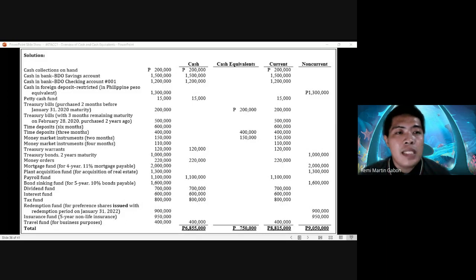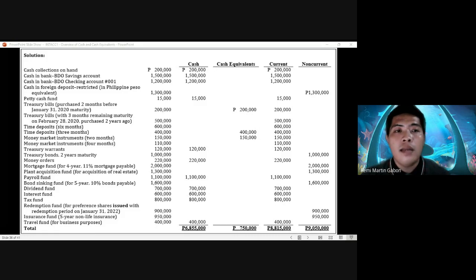Next, we have treasury bills with 3 months remaining maturity on February 28, 2020. Purchased 2 years ago. Okay, yung 500,000 na yan, hindi yan mag-fall under cash equivalents. Additional input. I forgot to mention. Philippine Interpretations Committee provides in connection with PAS 7 na kapag yung cash equivalent o yung investment na qualified sana as cash equivalent, we purchased them long before the maturity period, hindi pasok doon sa 3-month rule.